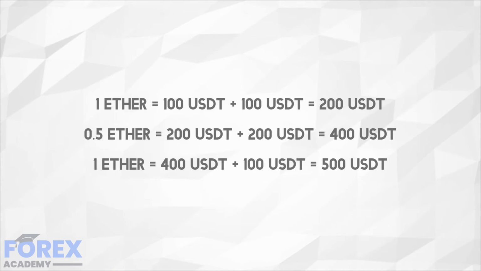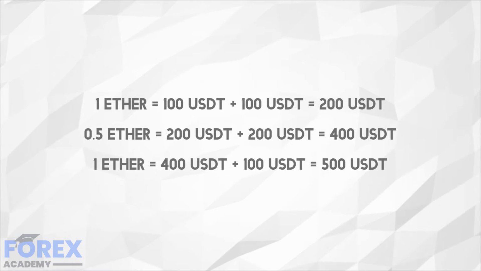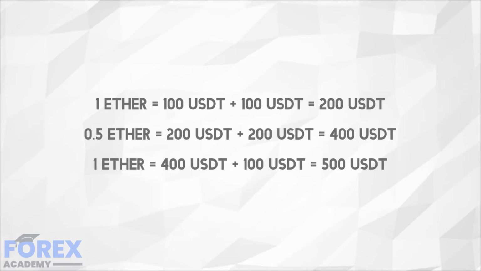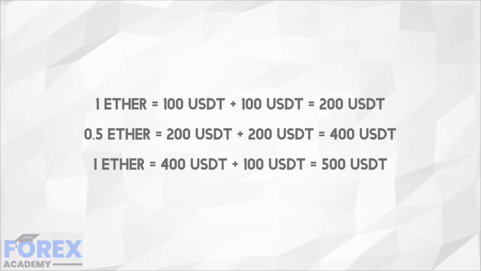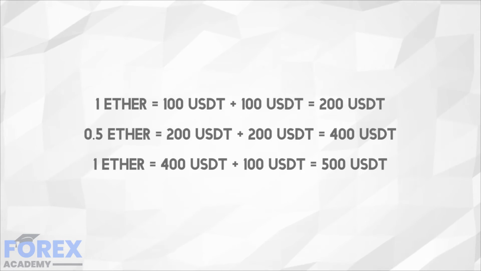If the price of Ether increases to 400 USDT, the ratio of Ether and USDT is disrupted. As the total liquidity of the pool has to remain constant, that means there is now 5 Ether and 2000 USDT in the pool. Arbitrage traders will add USDT while removing ETH from the pool until the ratio reflects the price. 0.5 Ether equals 200 USDT plus 200 USDT equals 400 USDT.